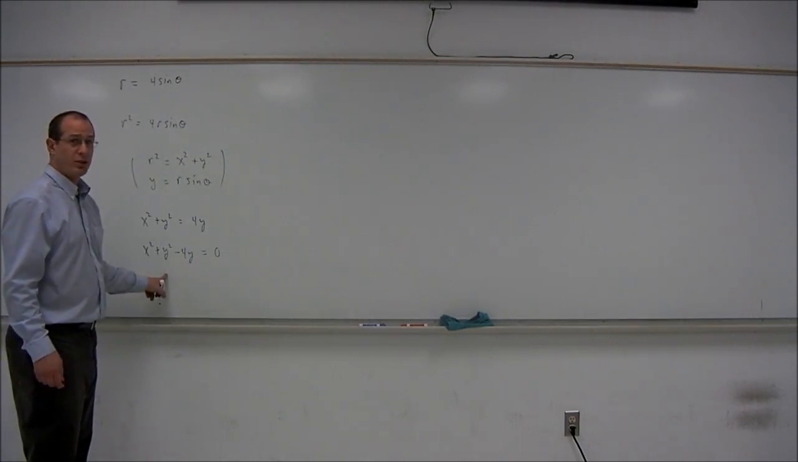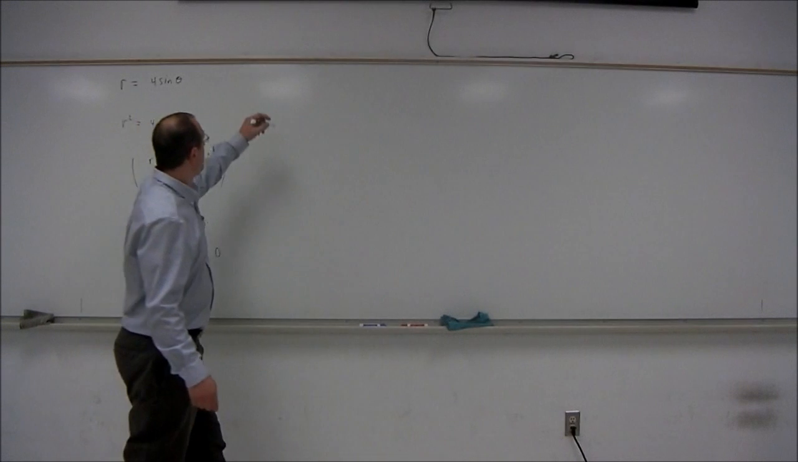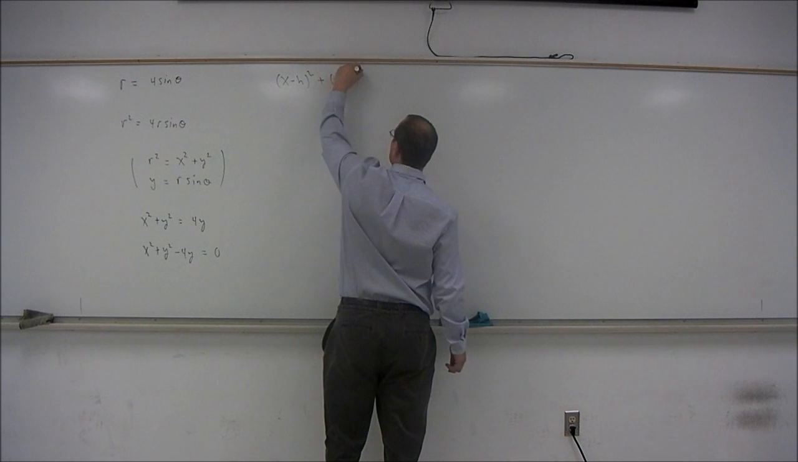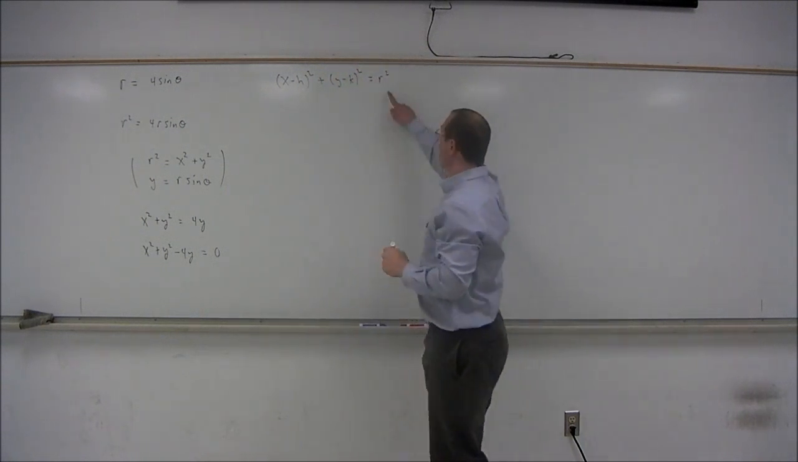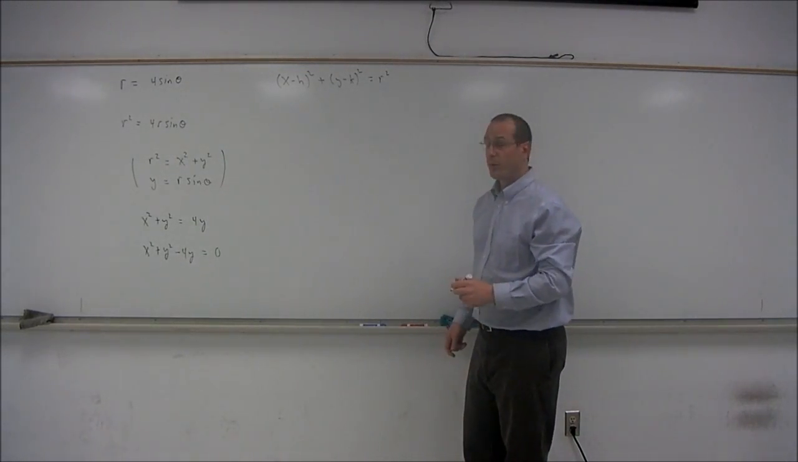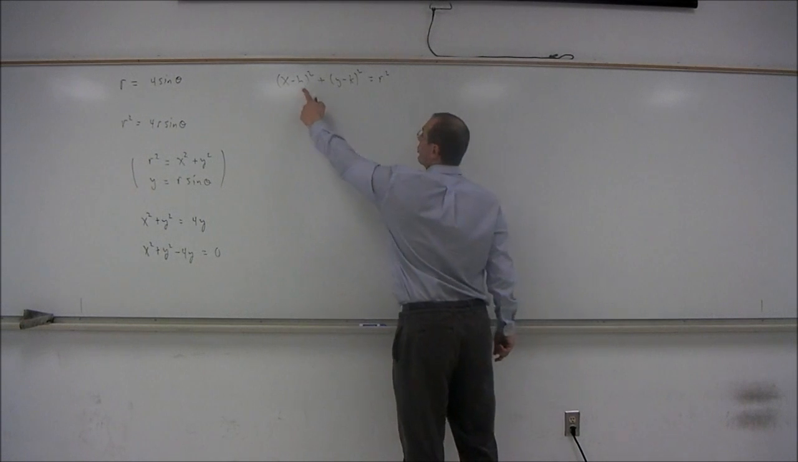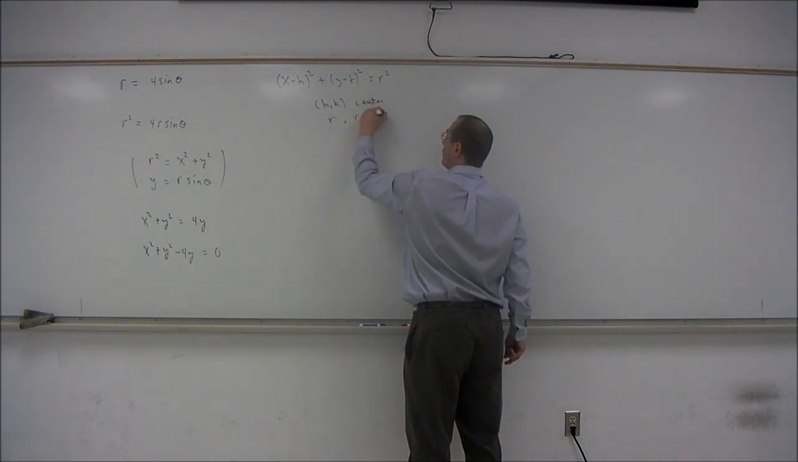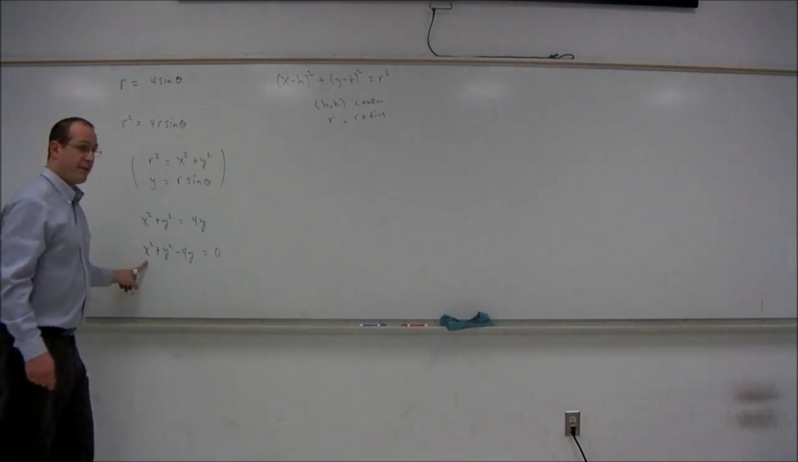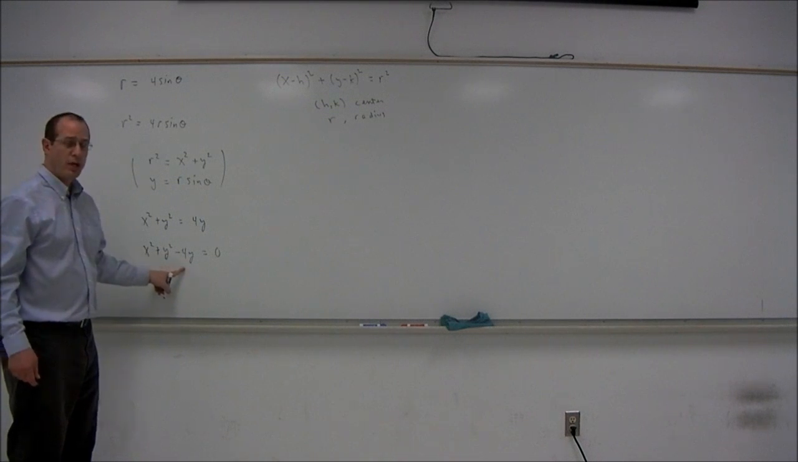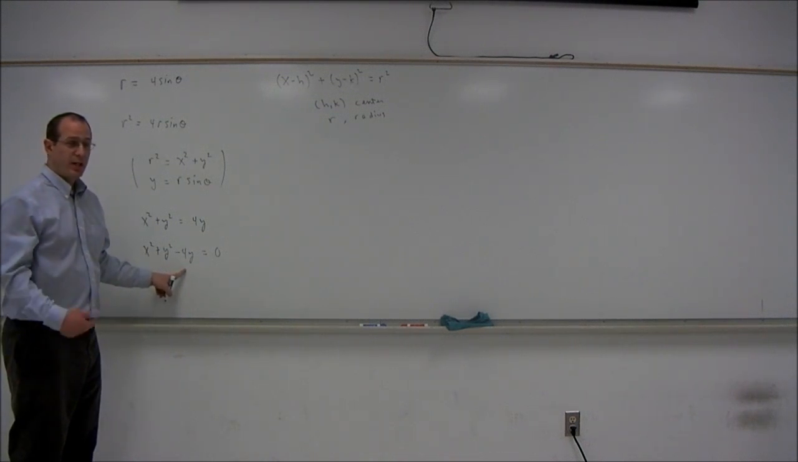To determine that this is a circle, we would like the form x minus h squared plus y minus k squared equals some number squared. This r is not the same as the r in our polar equation. This would be a circle with center h, k and radius r. So here we have x minus 0 squared, and we would like to turn these two terms, y squared minus 4y, into a perfect square.